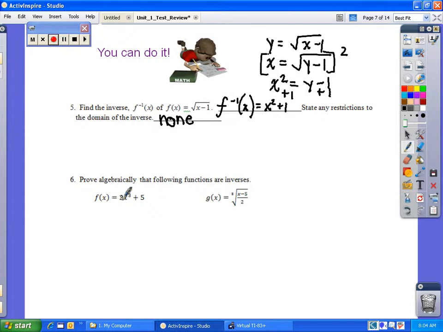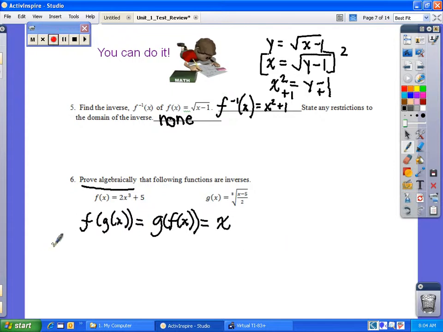Okay, we're going to prove algebraically that the following are inverses. So to prove algebraically, that means I have to show that f of g of x is the same as g of f of x, and I have to show that they are both equal to x.